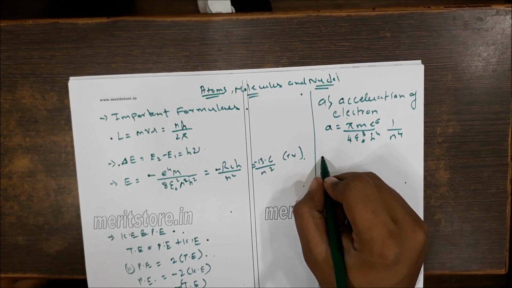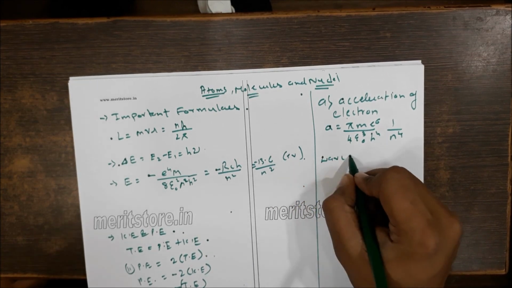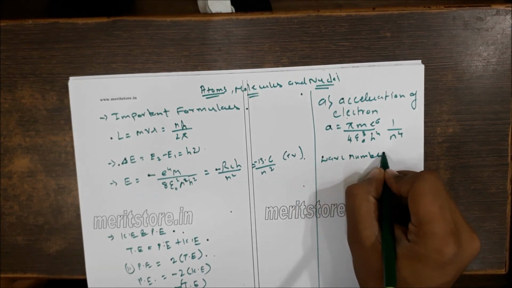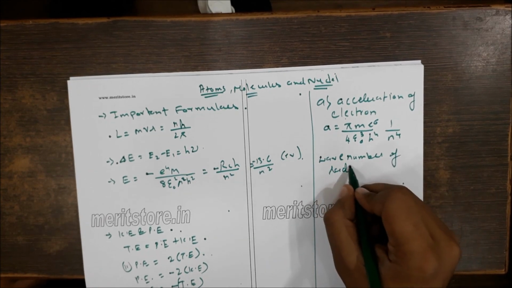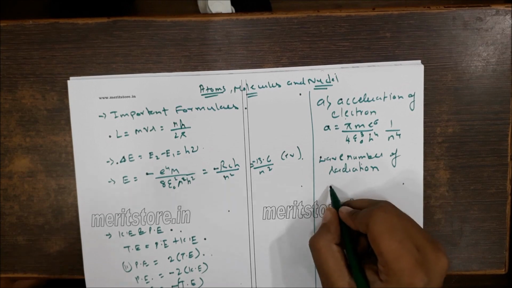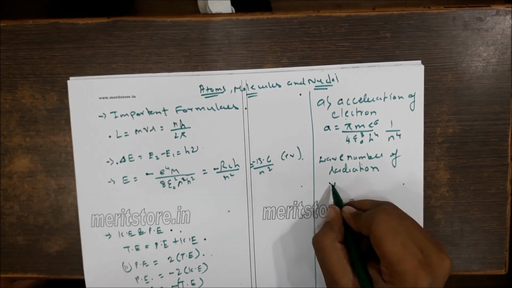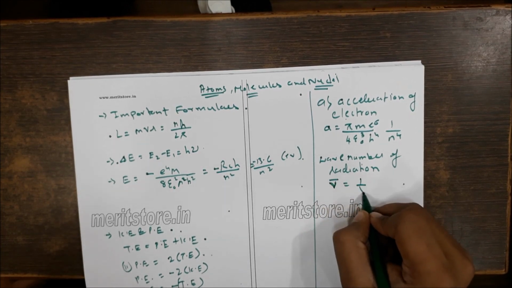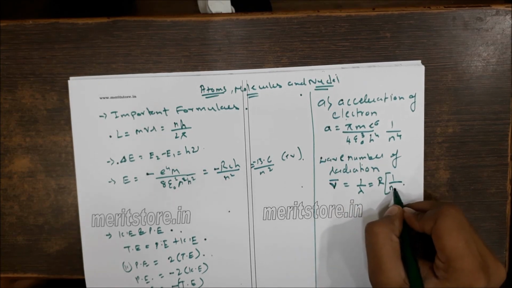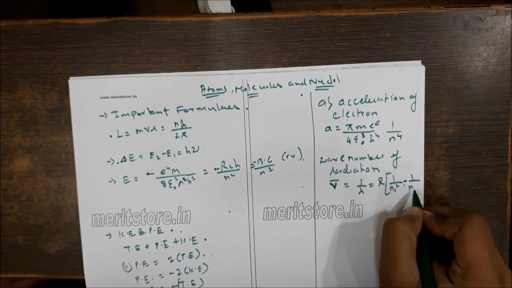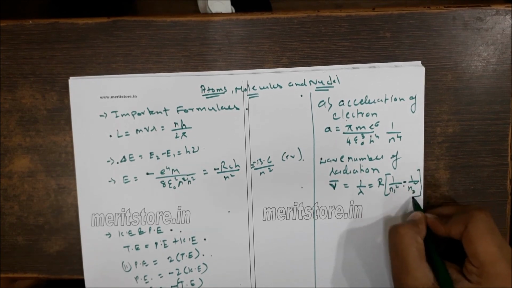Then we have wave number, which is one of the most important formulas. A wave number of radiation, that is nu bar, is equal to 1 by lambda, which can be given as R into 1 upon n1 square minus 1 upon n2 square.